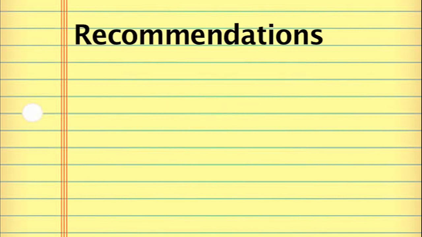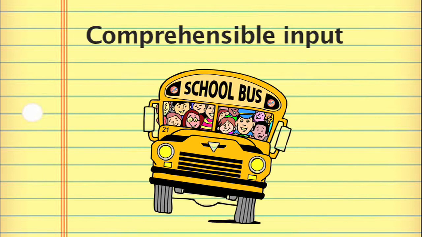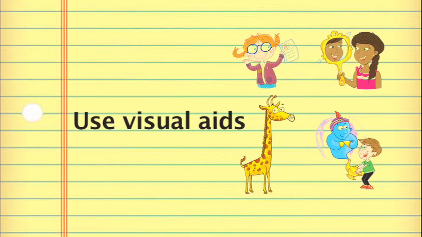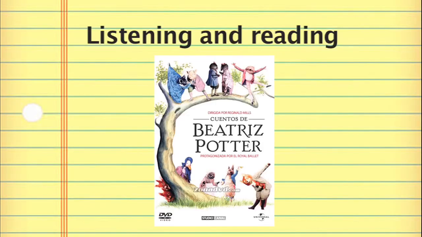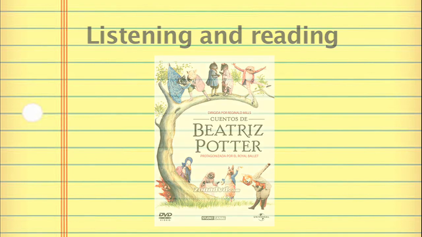Finally, we're going to give 4 recommendations for the English class. First, there should be a lot of comprehensible input. Second, whatever helps comprehension is important. Visual aids are useful, as is exposure to a wide range of vocabulary rather than study of syntactic structures. Third, the focus in the classroom should be on listening and reading. Speaking should be allowed to emerge.